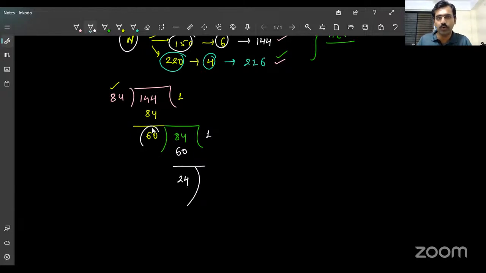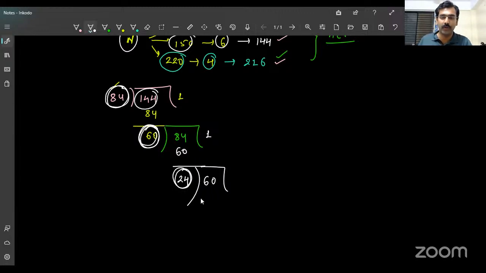Then 24 goes to this 60. Now 24 tries to divide 60. I hope you are understanding how I am proceeding here. First of all, I tried dividing 144 by 84. Then the remainder I got is dividing this 84. Then the remainder I got is dividing this 60 now. I hope you're understanding it. So this 24 now divides 60. Now 24 when it divides 60, what do we get?